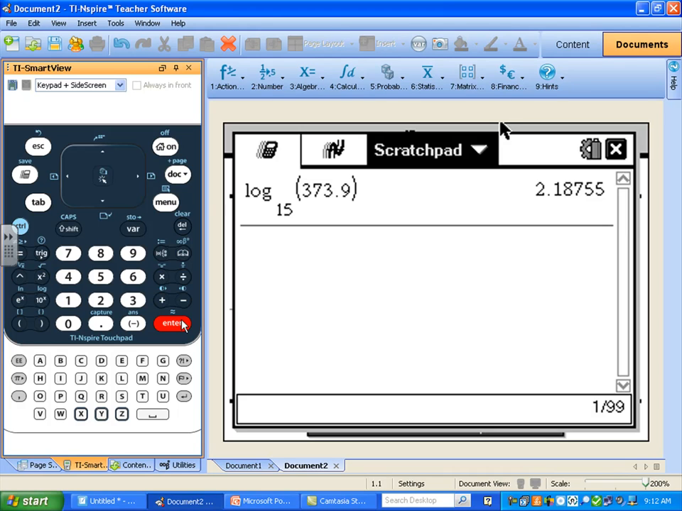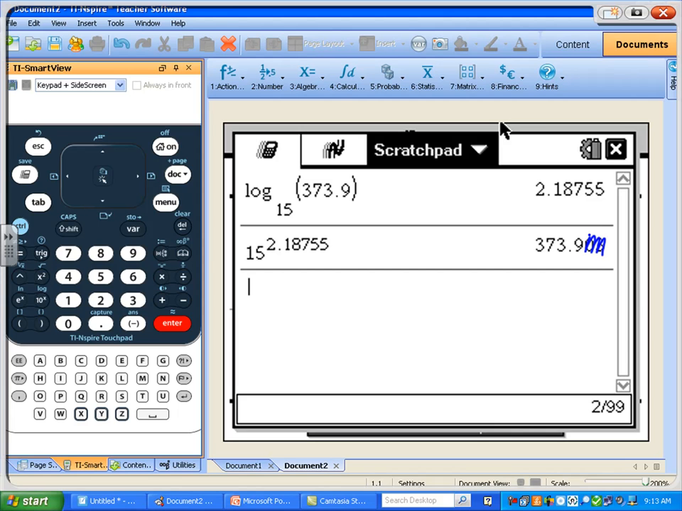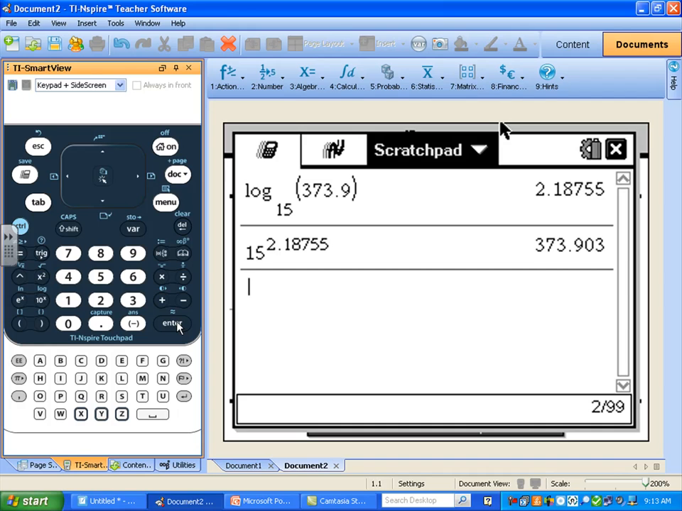So now that means that if I took 15 and raised it to that power, 2.18755, then I get 373.9 or thereabouts. And I know that it's kind of adding on this 0 and the 3 there, and that's because this answer that only goes out to 5 digits is definitely rounding something. There's probably a lot more digits than that that would be employed in the answer.